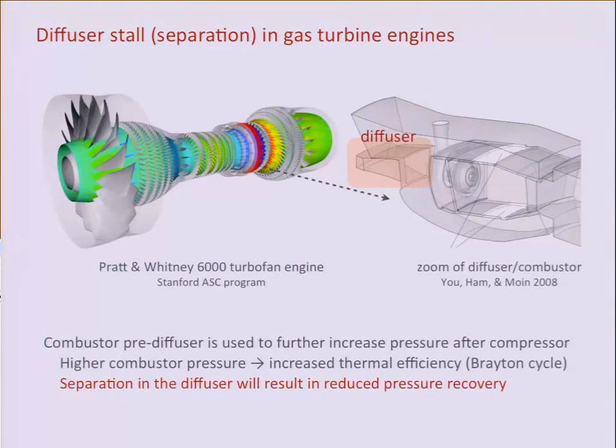And the reason that this diffuser is there is because you use the diffuser to try to increase the pressure even further after the compressor. And this is done to try to increase the thermal efficiency of your gas turbine engine. If you remember your undergraduate thermodynamics class, this is idealized as a Brayton cycle. But separation in the diffuser will reduce the amount of pressure rise that you can get. And perhaps more catastrophic is that if you have a lot of unsteadiness in your diffuser, that can actually interact with the flame in the combustor.